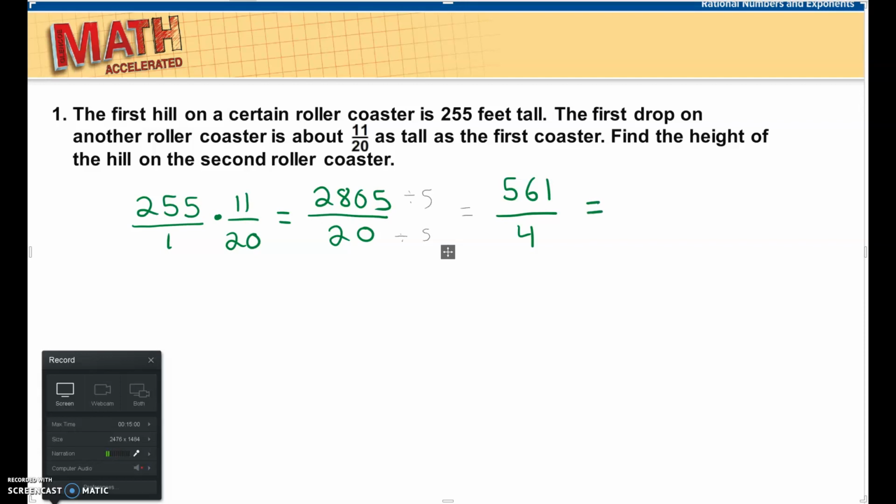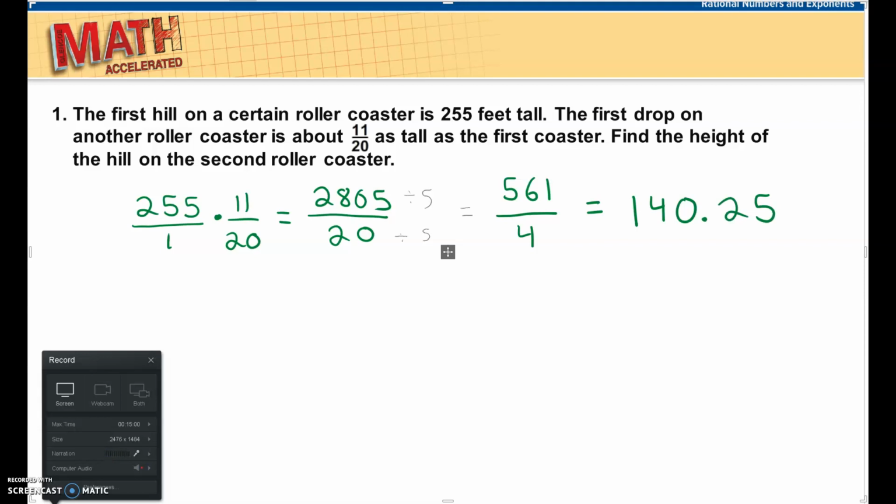In this case, though, I think probably writing it as a decimal would make more sense because we're talking about how high the roller coaster is. So 561/4 doesn't really give me a lot of information. So let's write that as a decimal by doing the division. So 561 divided by 4 is 140.25.